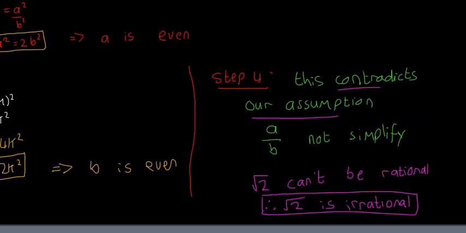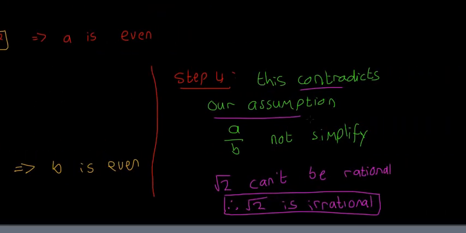Then you have to go across and say step 4, this contradicts our assumption, and then you'd say this contradicts our assumption that a over b can't be simplified, because if a and b are both even, then they could be simplified, so that contradicts our assumption. Therefore the square root of 2 can't be rational, therefore the square root of 2 is irrational.